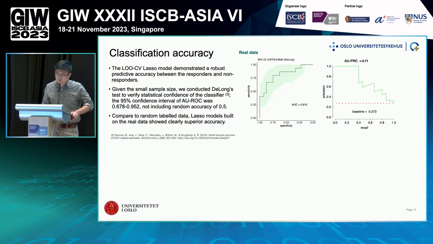And as you can see on the right side, we also drew this PR curve, the precision-recall curve, and the area under that curve equals 0.71. But since the baseline of this PR curve is the proportion of the positive class, which is 0.273, an AUPRC of 0.71 should be considered a very good result.